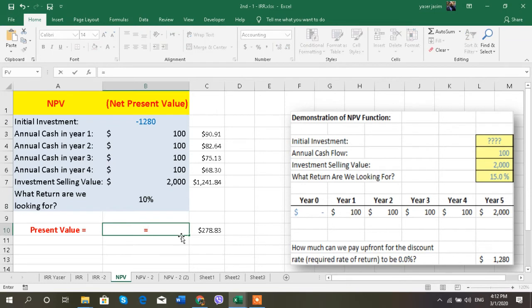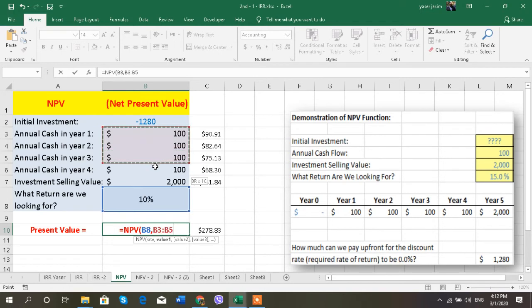So equals NPV. What do I have? The rate. After the rate, comma, I'm going to select all the cash flow, all the values except the initial. All of them except the initial. Close the brackets. What do I need to do? I need to subtract or add the initial cost, initial investment, year zero, whatever, and press enter.